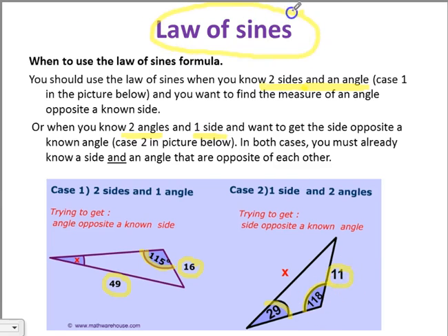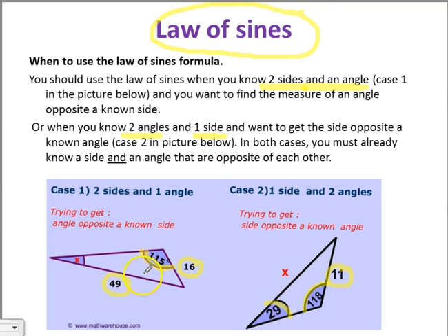So it's important that we know the difference between using the law of sines and cosines and when to use each. So write this down. When you have either two known sides and one unknown angle, or two known angles and one known side, then you can use the law of sines.